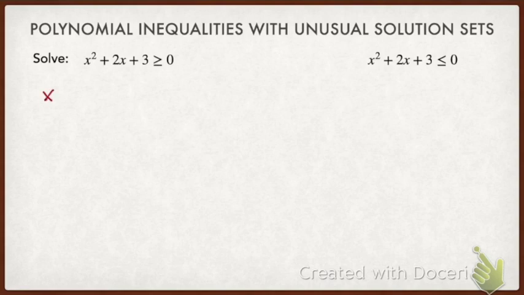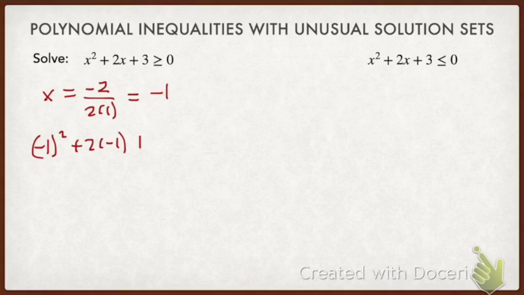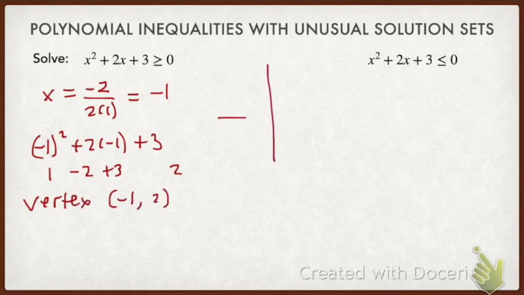So I'm going to do x is negative 2, remember the opposite of b, over 2 times a, which is at negative 1. If we plug negative 1 back in, we have negative 1 squared plus 2 times negative 1 plus 3. And we want to see where this is going to, so we're actually just looking for f of negative 1. You have 1 minus 2 plus 3. That's 4 minus 2, which is 2. So our vertex is at negative 1, 2.